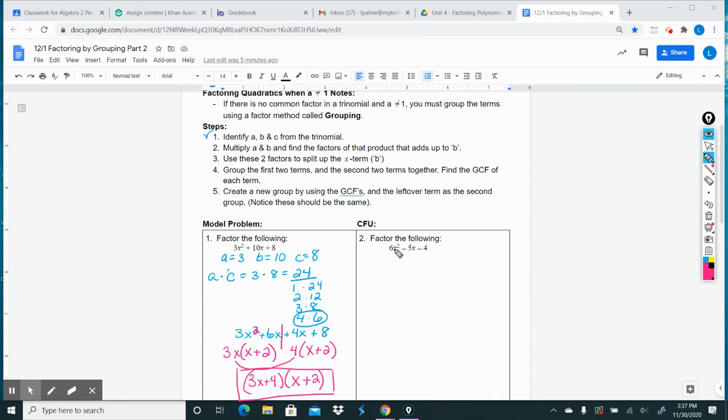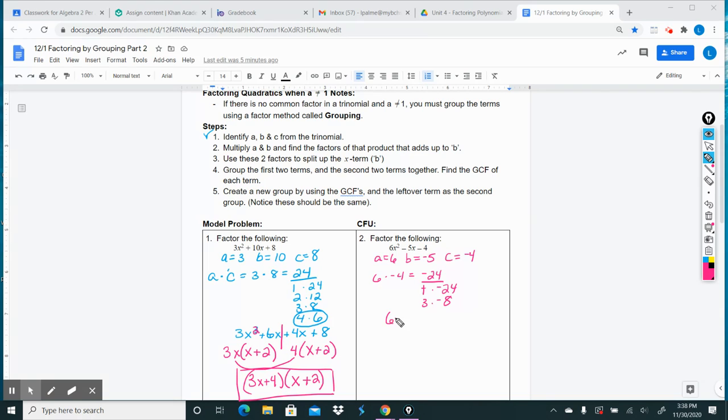Okay, so we're going to factor the following: 6x squared minus 5x minus 4. We identify our a, which is 6, b is negative 5, c is negative 4. Multiplying 6 times negative 4, we get negative 24. We need to find those 2 factors of negative 24 that add up to negative 5. Notice that b is negative, so that means our larger number is negative. So we have 1 times negative 24, 3 times negative 8, and I know just for time's sake that these 2 numbers add up to equal negative 5.